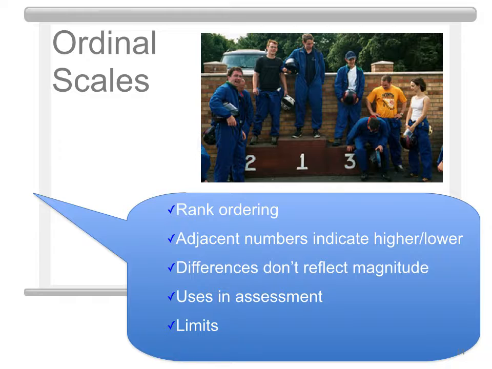So ordinal scales. You can think about rank ordering. And adjacent numbers do mean something here, but they're just higher or lower. It's a ranking. And the differences don't reflect some order of magnitude. You could certainly use these in different ways than nominal scales in assessment, but they still have limits, okay? Because they're just a ranking. You don't get that difference between 1 and 2, 2 and 3. It doesn't really say anything in an ordinal scale about those things.